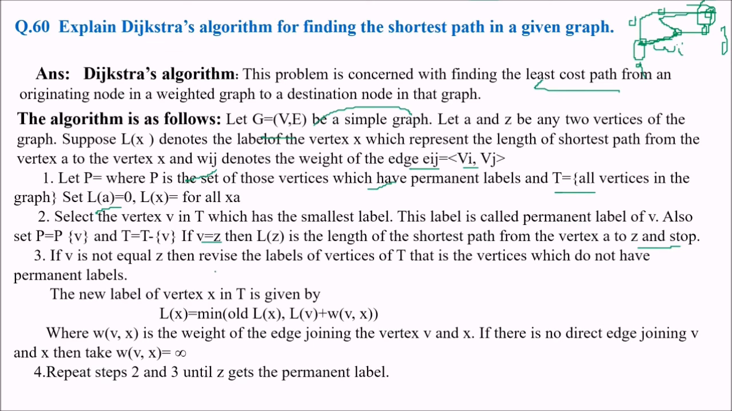If V is not equal to Z, then we revise the labels of vertices of T, that is, the vertices which do not have permanent labels. The new label of vertex x will be given by the minimum of old Lx and Lv plus Wvx, where Wvx is the weight of the edge joining vertices V and X. This is the weight from V to X. If there is no direct edge joining V to X, then we take Wvx to be infinity. And we repeat it again and again until Z gets the permanent label, that is the shortest path.